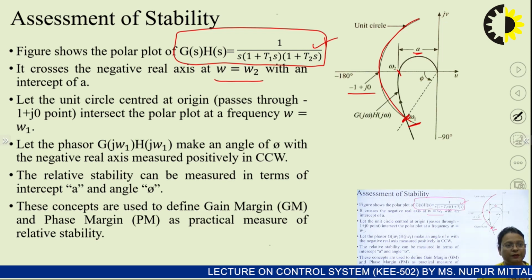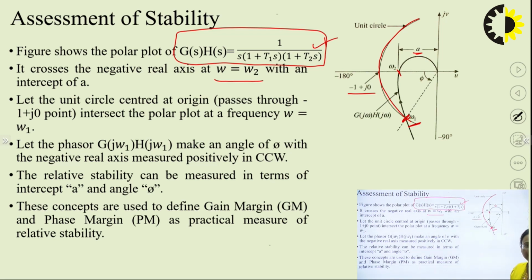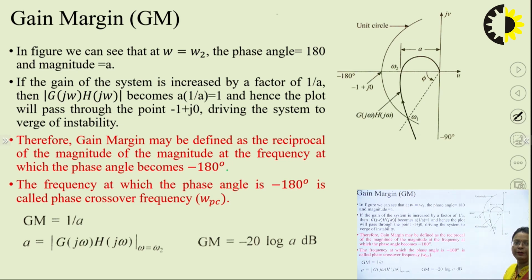Now, let the phasor G(j omega 1)H(j omega 1) make an angle phi with the negative real axis, measured positively in the counterclockwise direction. Then the relative stability can be measured in terms of the intercept A and the angle phi. So, basically these two concepts are used to define the gain margin as well as the phase margin, as these are the measures of relative stability. These two margins are really important. In this figure, at omega equals omega 2, we have angle minus 180 degree. And what is the magnitude here? A is the magnitude.